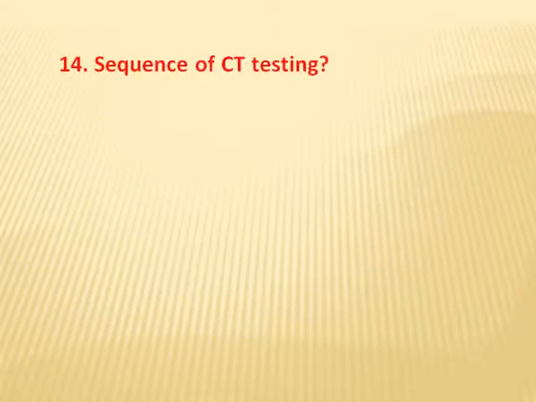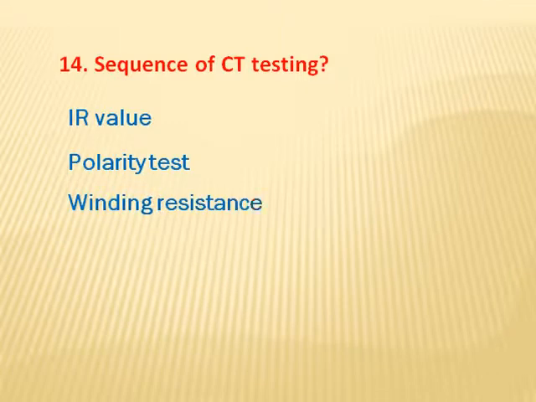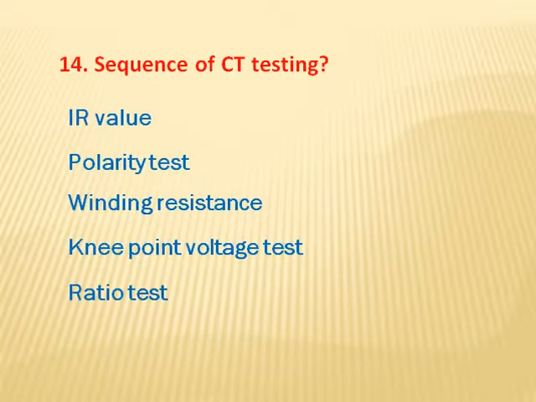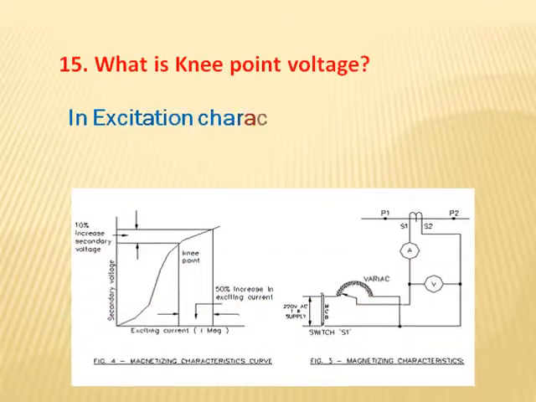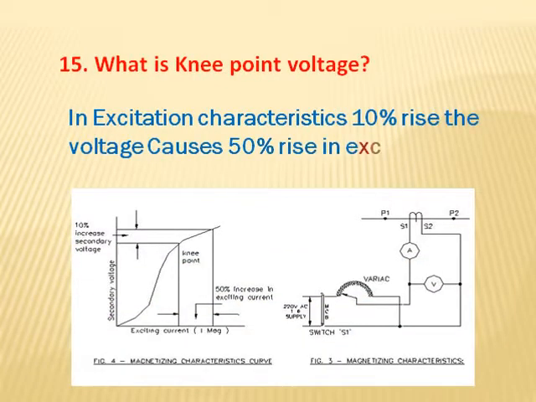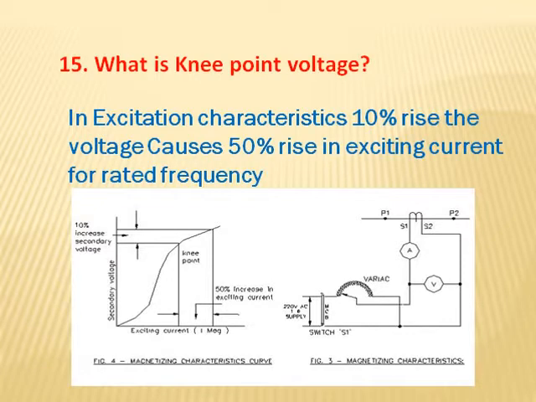Sequence of CT testing: IR value test, polarity test, winding resistance test, knee point voltage test, ratio test. What is knee point voltage? In the excitation characteristics, a 10% rise in voltage causes a 50% rise in exciting current at rated frequency.